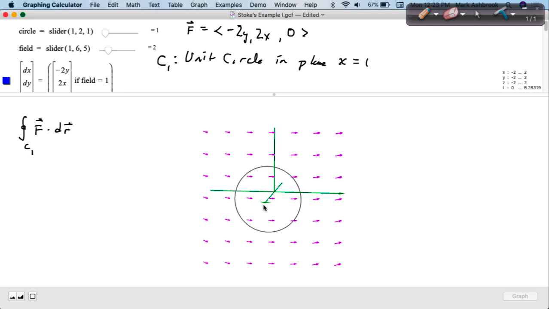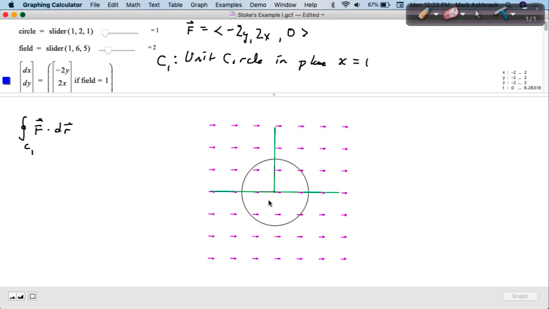And what do you predict for that line integral? John says 0. You guys agree? What do you predict for that line integral going around that? 0? Why 0? We're going to go around C1. Why do you think that line integral is 0?